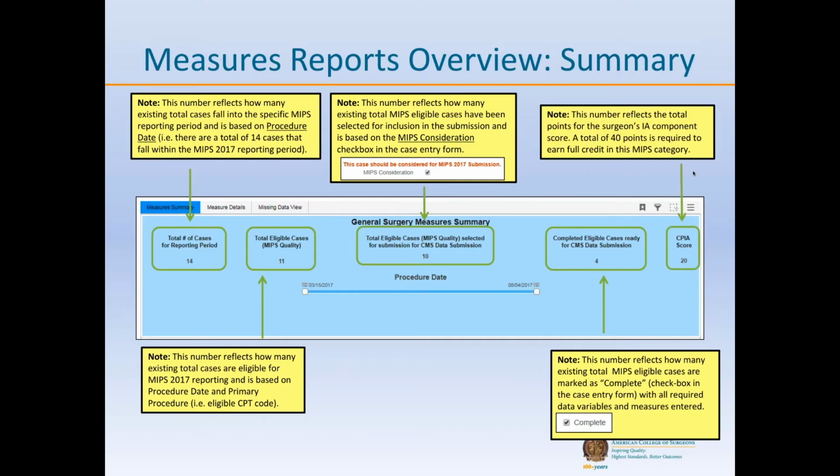Then we have the CPIA score. This number reflects the total points for the surgeon's IA component score. Again, a total of 40 points is required to earn full credit in this MIPS category.